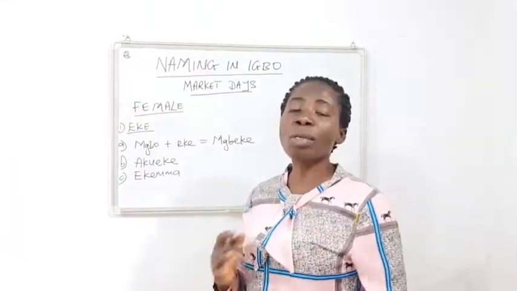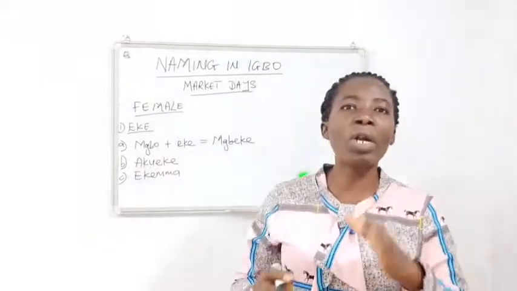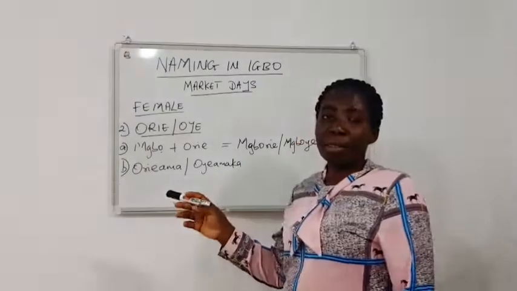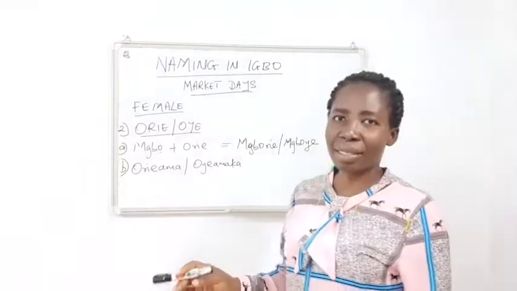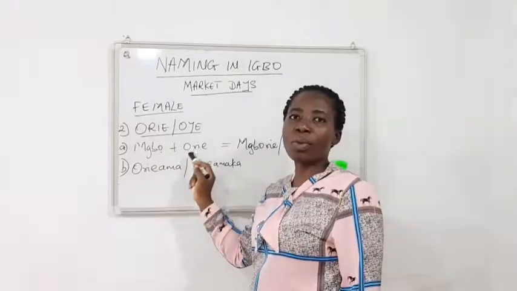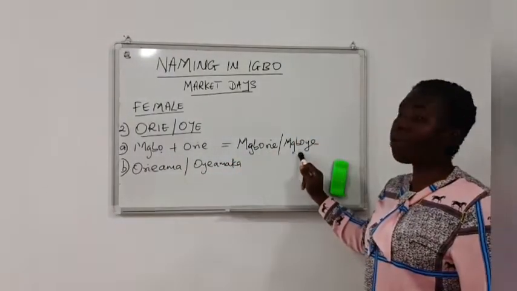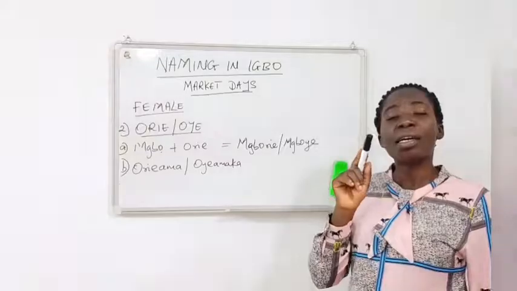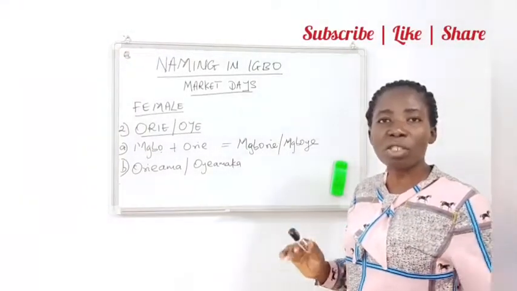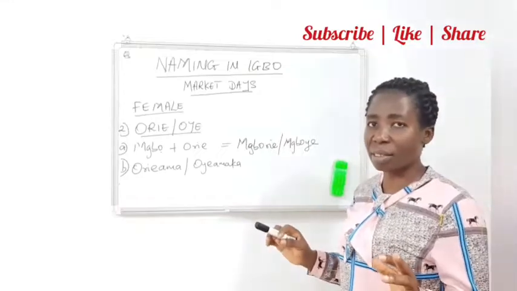So let's go over to the female child's name given to a female child on Oye Day. Let's look at Oye Market Day for the female child. We have Mbo plus Ori. We have Mbori or Mboye. Remember, they mean the same thing, just dialectal differences.